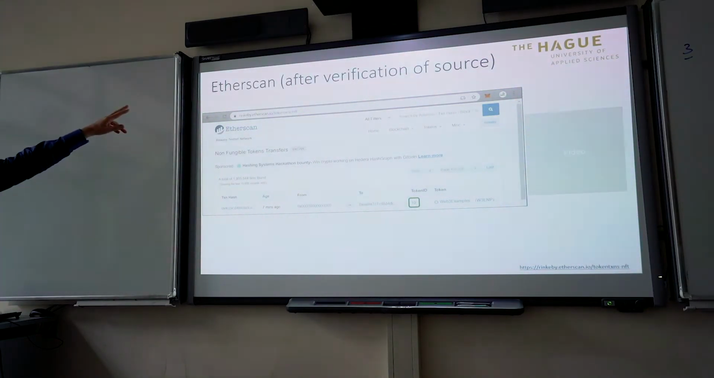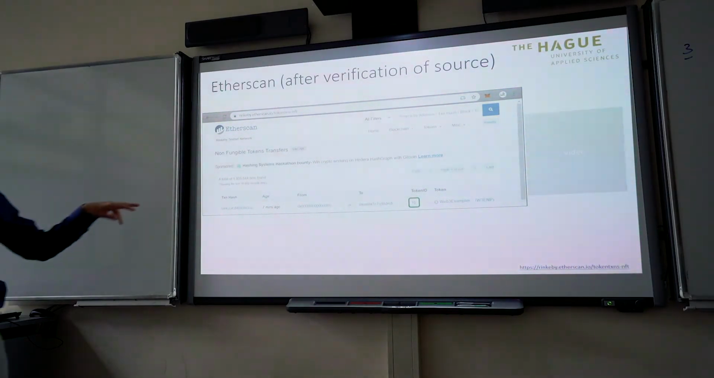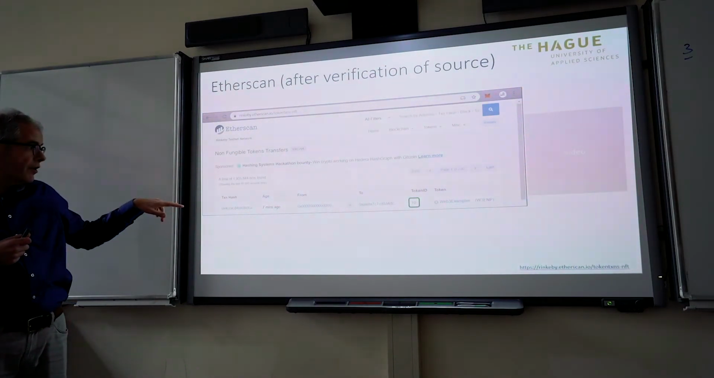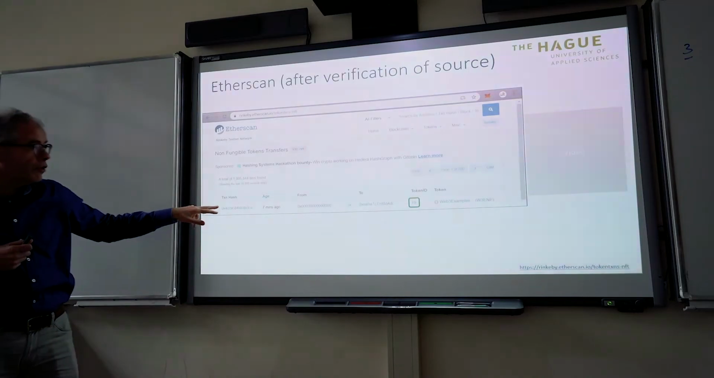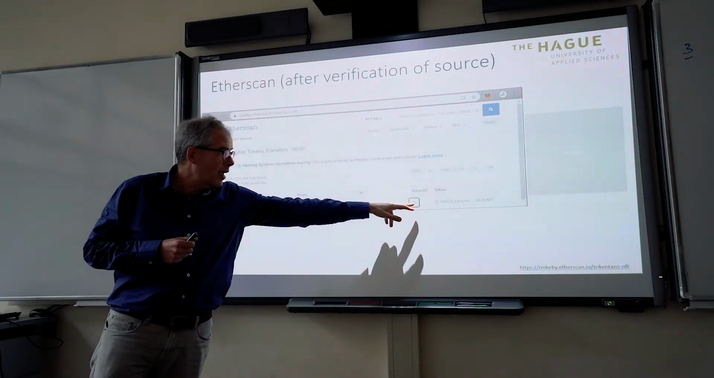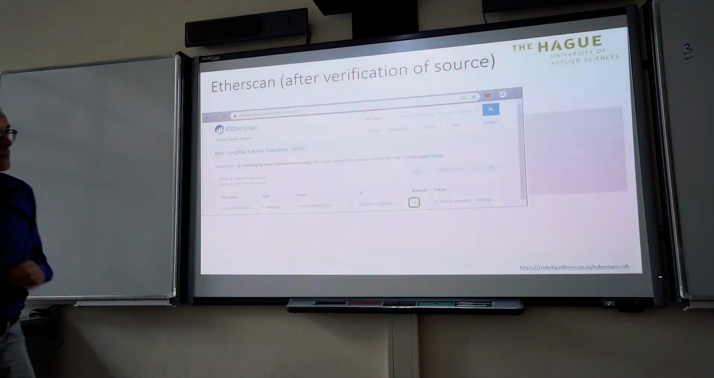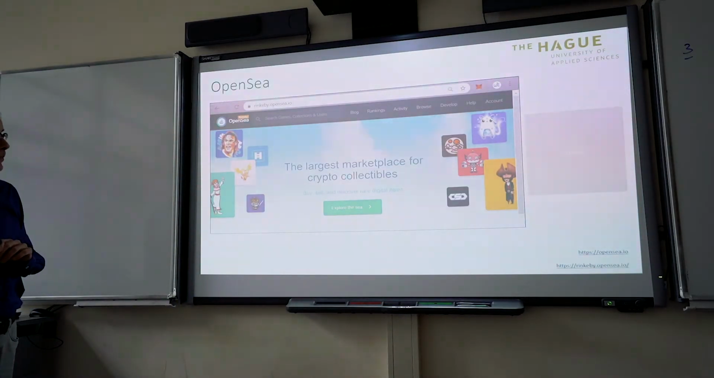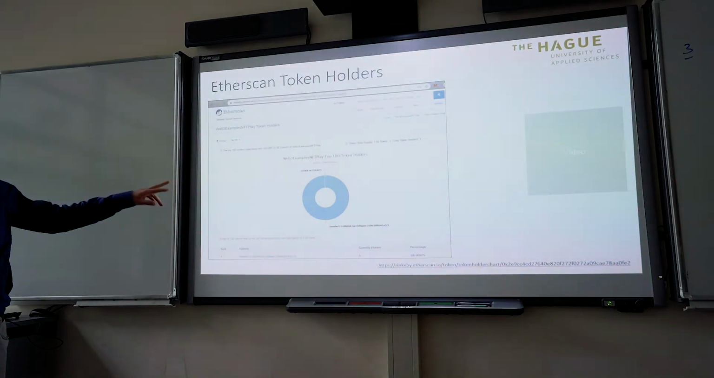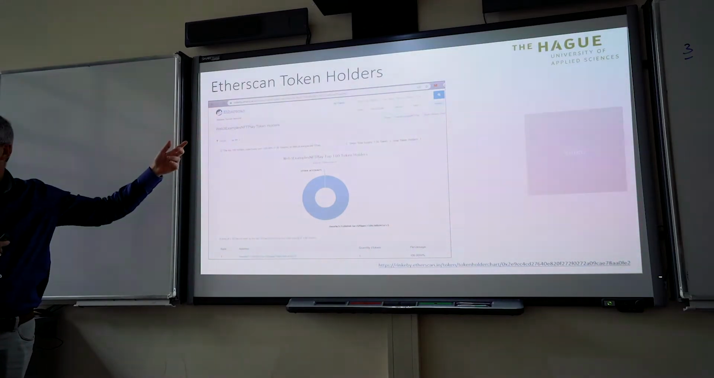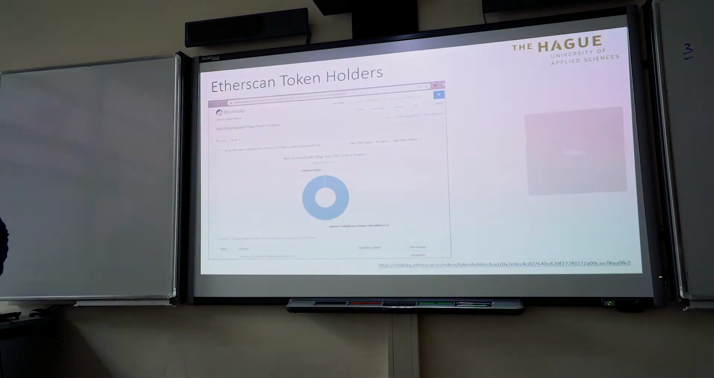Now, of course, you can look at Etherscan again, and you can see it also recognizes these types of contracts. So you can see that it is a token transfer, and indeed with token ID 10 to my address. You also have this display with the graphical overview of the token holders, just like the ERC20.